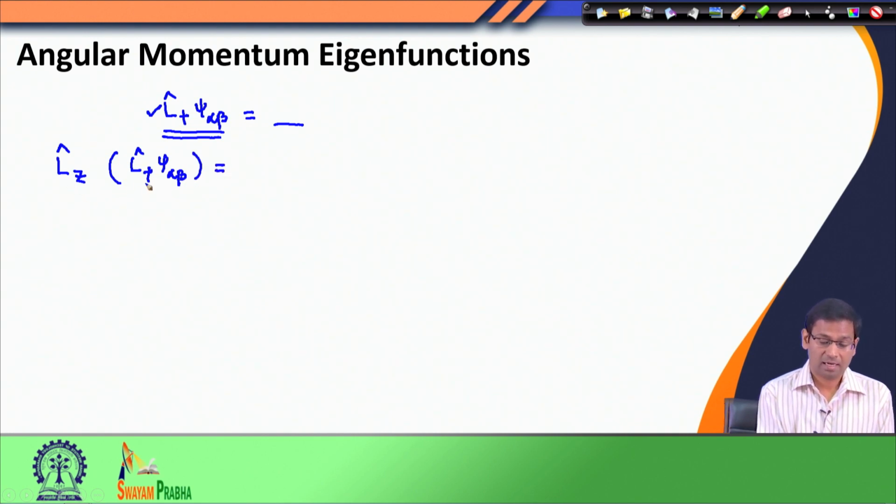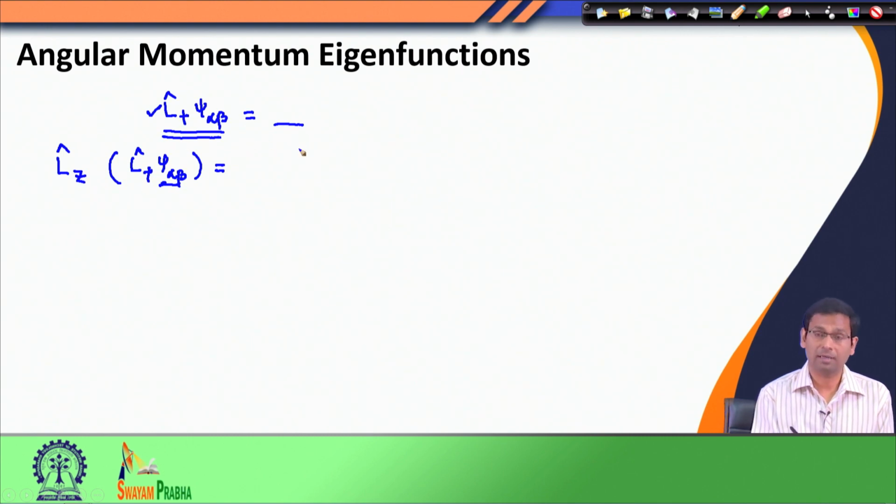So, I am making a measurement of the Lz operator on this new function. How do I get this function? I get this function by applying the L plus operator on psi alpha beta. What is psi alpha beta? Psi alpha beta is the eigenfunction of the L square and Lz operators, and I have defined them already. So, I see that I have Lz and L plus.